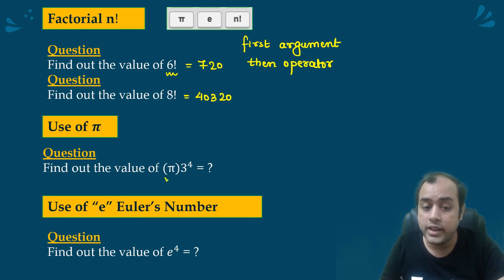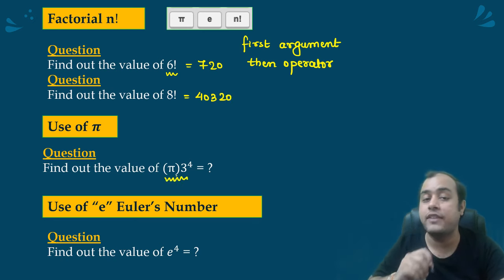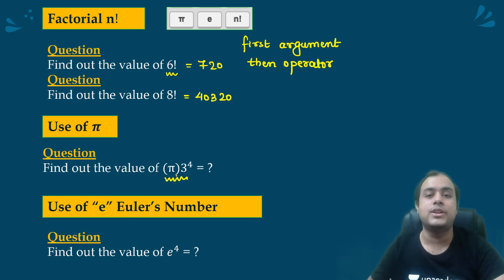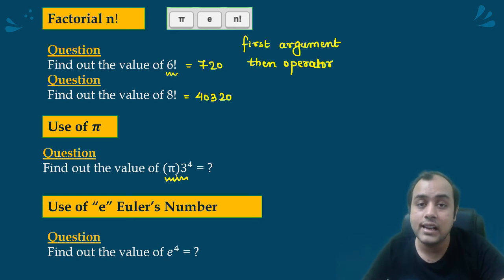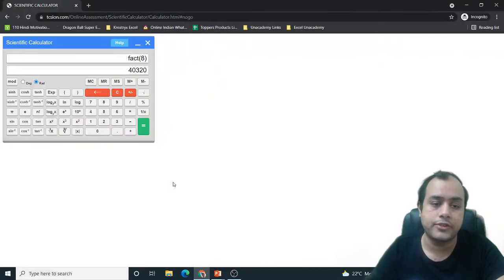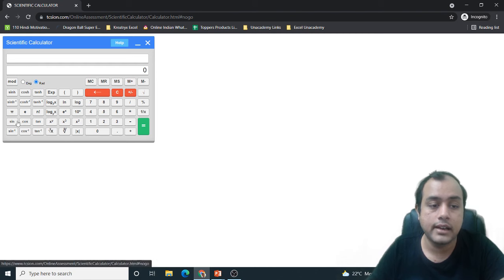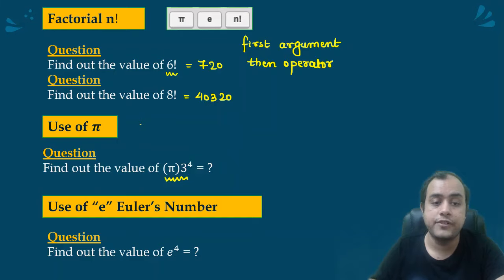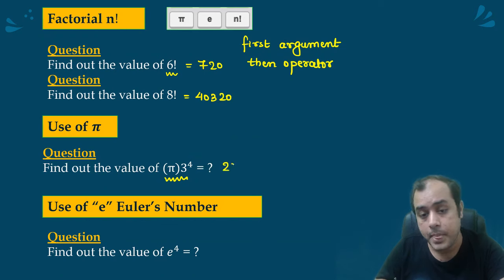Next, how do we use the value of pi? Actually, we have already used it while computing the radian function of trigonometric. Suppose pi into 3 to the power 4. I'll write pi into 3 power 4. It gives 254.469. See how easy it is.